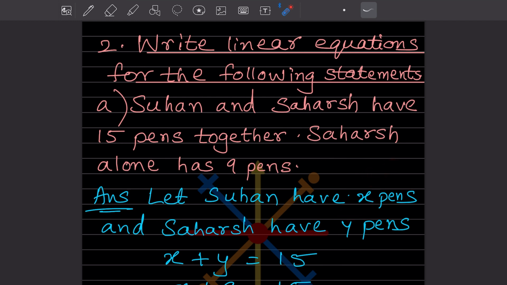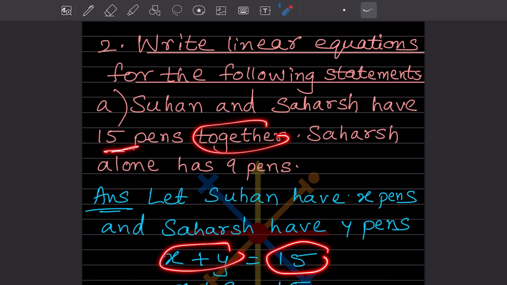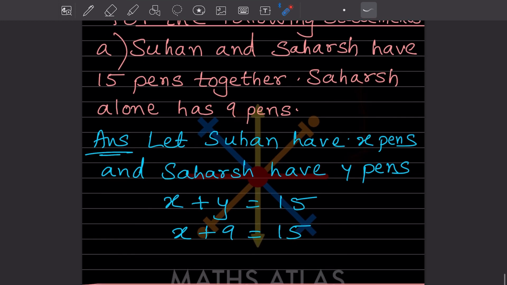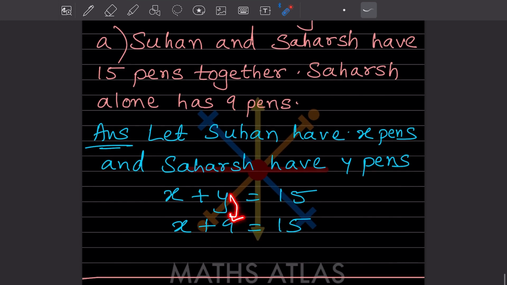So what are we going to do? Together means x plus y. They have 15, right? So here 15. And then Sahaj alone has 9 pens. So we have considered this as y, correct? So in place of this y, we'll write here 9. So x plus 9 is equal to 15. So only the equation they have asked, not to solve. So if they ask for the solving, it means you will get the value of x.